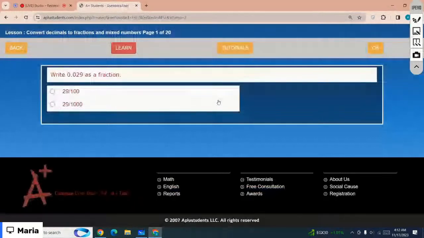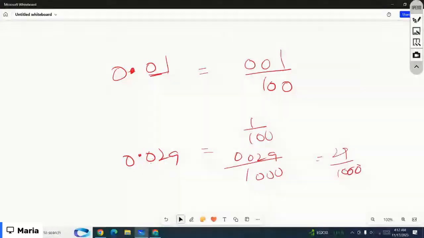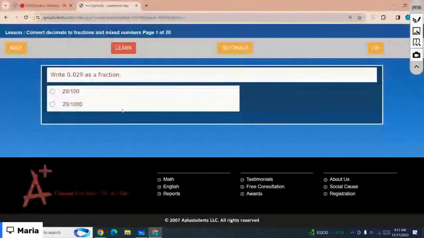Okay, write 0.029 as a fraction. You have 0.029, right? So you have one, two, three decimal places, right? So write 0029 and add 1 to replace the decimal, and then you have 1, 2, 3 digits, so add 3 zeros. So that would be 29 over 1000. The correct option is 29 over 1000, right? The correct option is 29 divided by 1000.